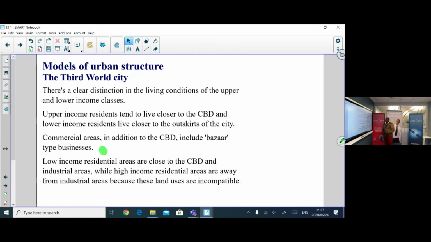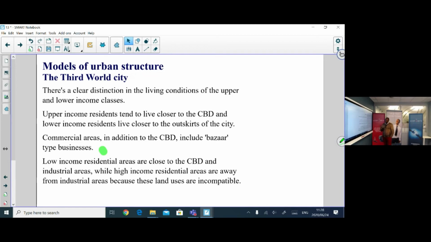What do you mean by the third world city? When we talk of the third world city, we are looking at those cities that are found as described by the Hoyt model, that are found in the poor countries or in the less advanced countries. So there is a clear distinction in the living conditions of the upper and lower income classes. So the issue of the haves and the have-nots is actually clear here.